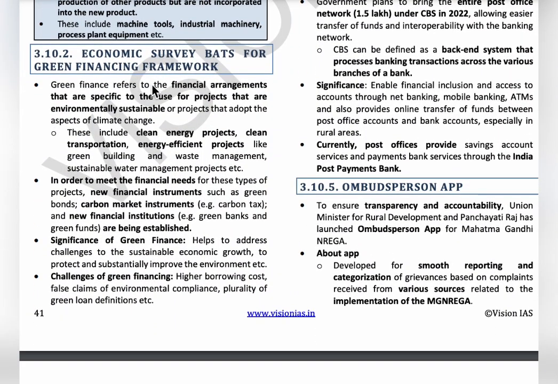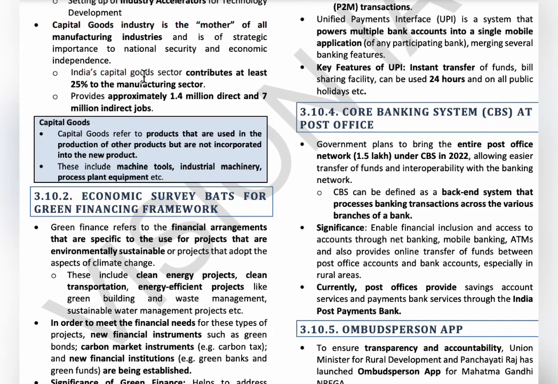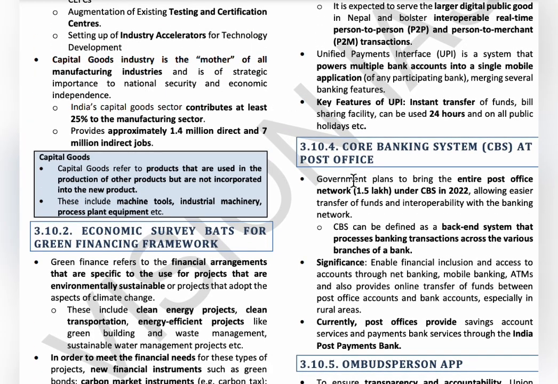The next topic is Economic Survey: Bats for green financing framework. So here green financing means providing financial services for the projects that improve environmental sustainability and address climate change. So green bonds, carbon tax, green banks, green funds are some of the examples of these green financial instruments that encourage green financing. So in India to improve green financing, RBI Sustainable Financial Group and Task Force on Sustainable Finance were introduced, and RBI has also included the small renewable energy sector under its priority sector lending scheme.